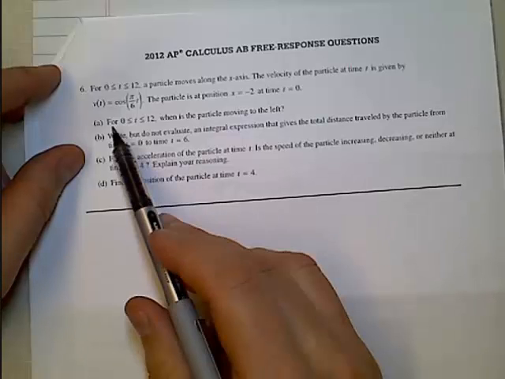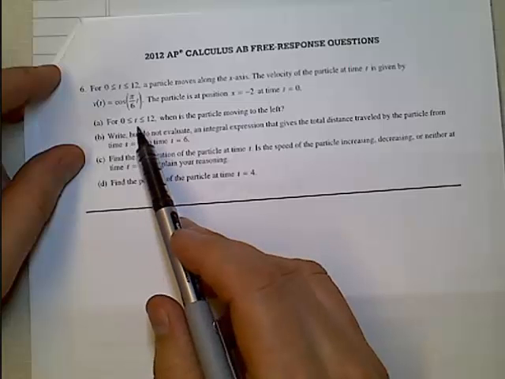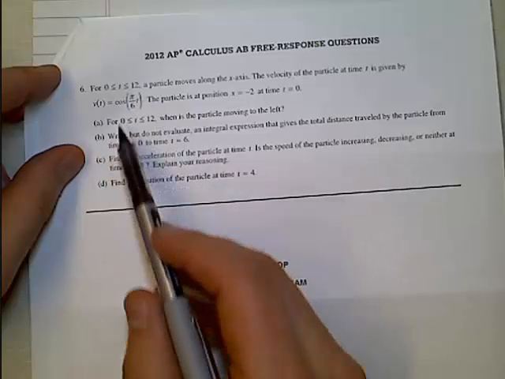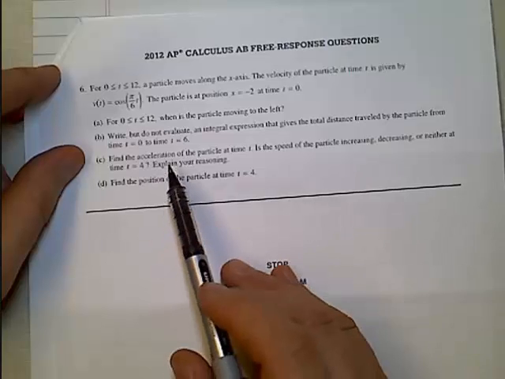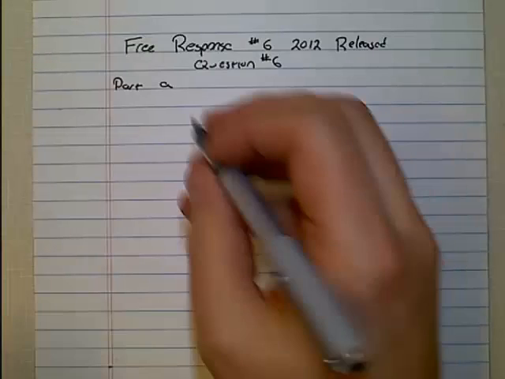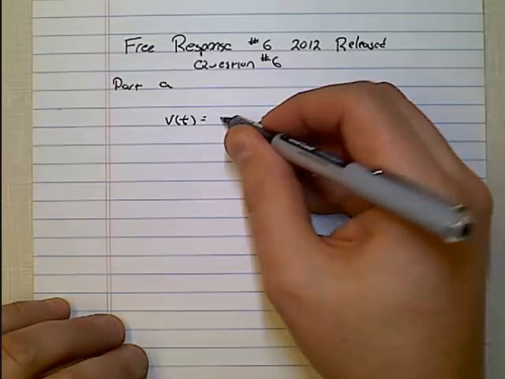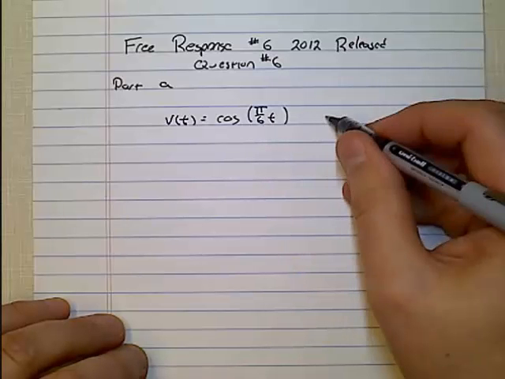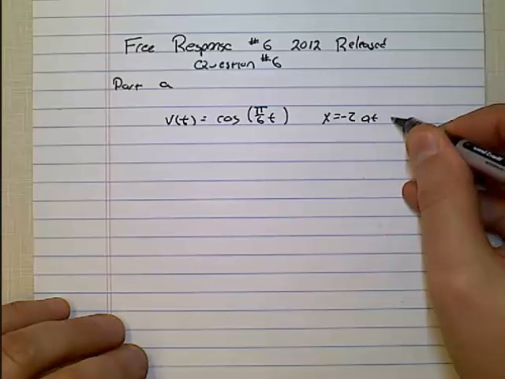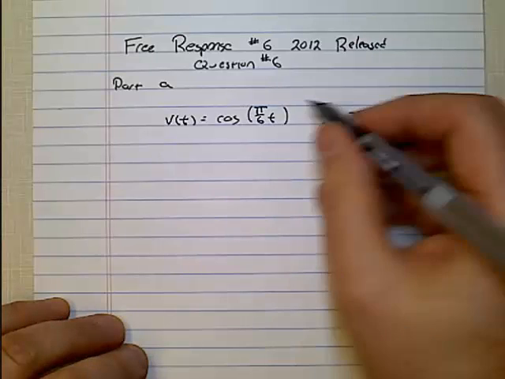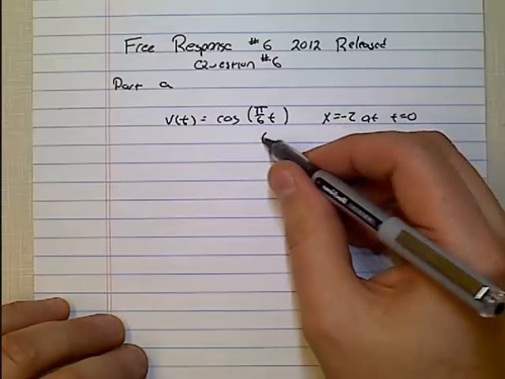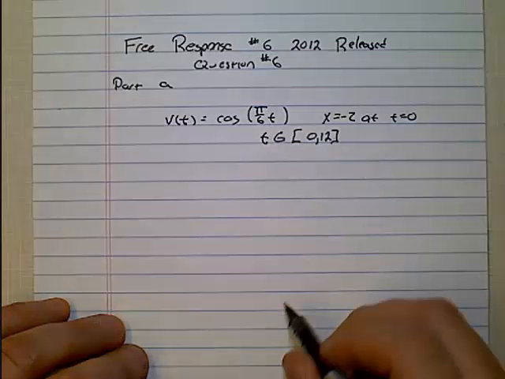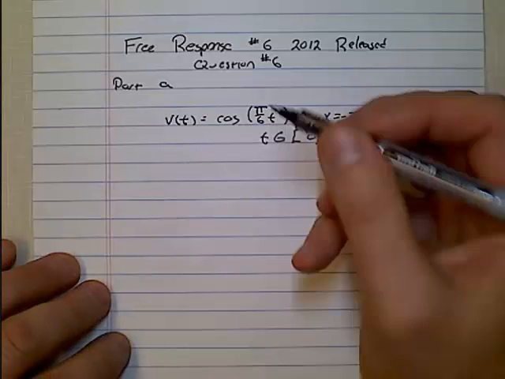So this initial condition will determine the c from the integration. So we're entertaining part A, which says for 0 less than or equal to t less than or equal to 12, when is the particle moving to the left? So this 0 less than or equal to t less than or equal to 12 is setting an interval for the problem, and anything that happens outside that interval we're not interested in. So we have a velocity function, cosine of pi over 6 t, and we have initial condition x equals -2 at time t equals 0, and we have an interval t between 0 and 12, which I like to write like this. T is an element of the interval 0 to 12, including the endpoints because it's a closed interval. So now our first question is, when is this particle moving to the left?